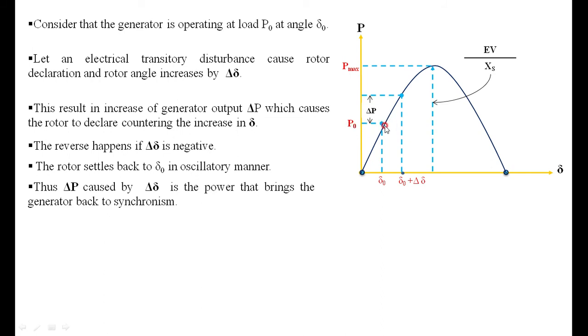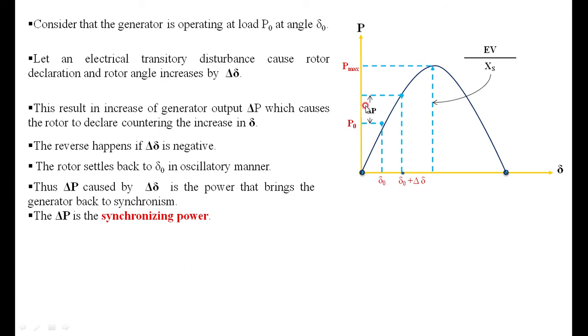When a disturbance occurs, there is a change in the delta. Because of the change in the delta, there is a change in the delta P. Then once again our objective is that this operating point has to come back to P naught. It is because of this synchronizing power that the operating point is brought back to P naught. That is the role of the synchronizing power or synchronizing torque. Thus, delta P caused by delta is the power that brings the generator back to synchronism. The delta P is called the synchronizing power.